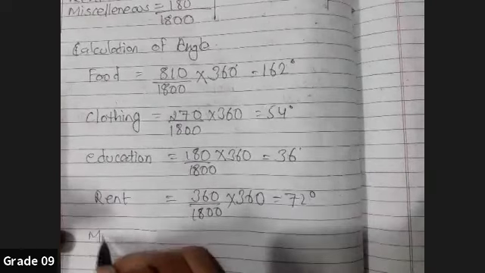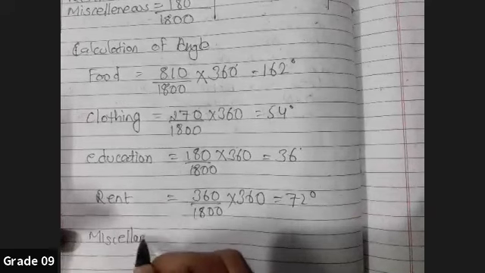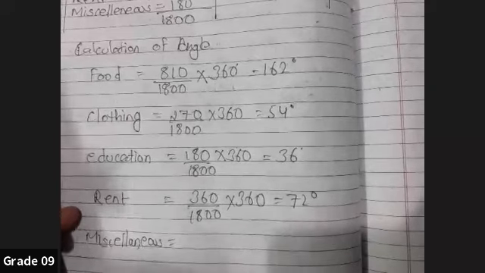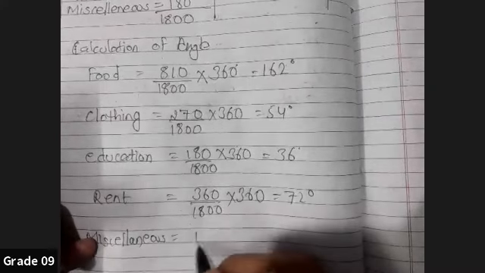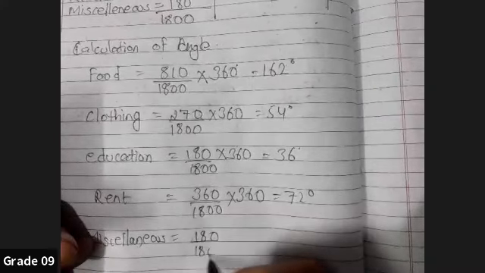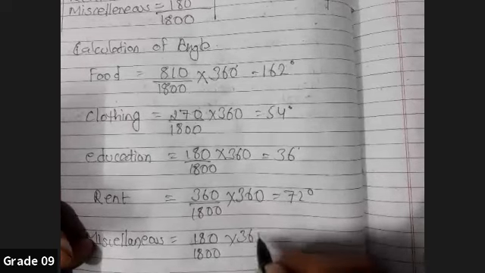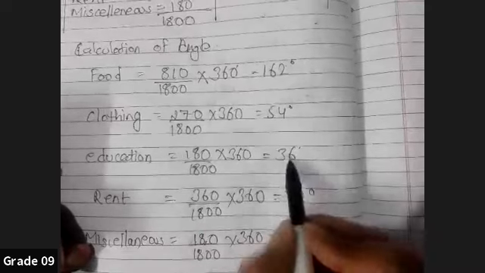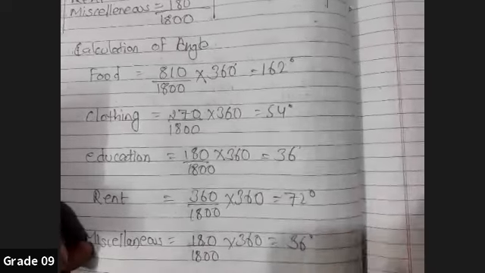And now the miscellaneous. Actually, miscellaneous is the remaining of the 360 degrees, but we should calculate it, otherwise we may not know whether we are doing it right or wrong. So here it is already 180, we have already done it. It will come to 36 degrees only.